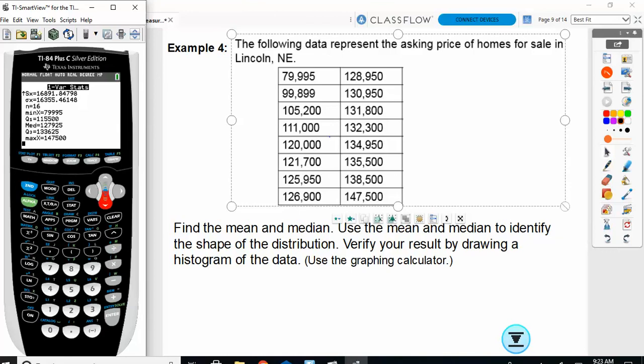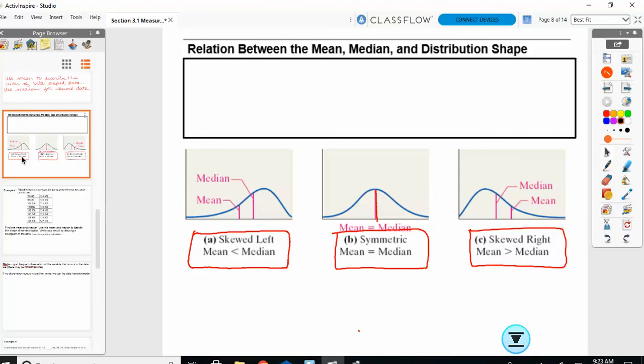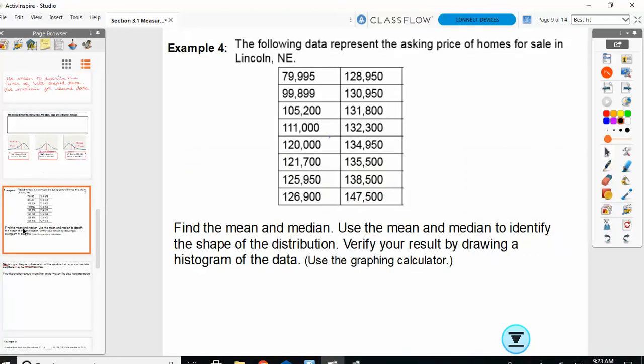Now if I asked you to identify the shape based on this. My median is 127,925. My mean is 123,193. So my mean is smaller than my median, right? If we look back at what we wrote down, when the mean is smaller, that meant we had low values that dragged that mean down. So this data set is skewed left. It's got more low values than high values in it. All right, is that okay with everyone?